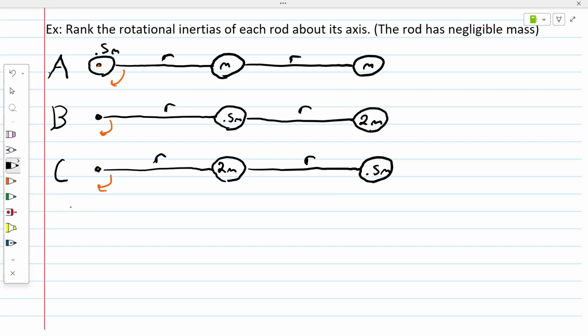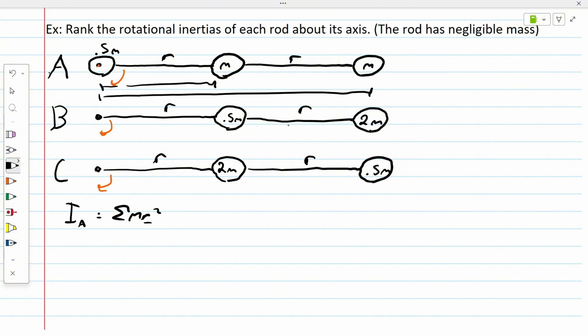Okay, so let's start with the rotational inertia of rod A. We know it's going to be the sum of the mass times the radiuses, and this radius is going to be from the axis. So they're going to have different radiuses for each one of these points. If we try to find these sums, let's look at the first point. We have a ball right here that is 0.5 m. So the first mass is 0.5 m, but the radius of this, since it's right on the axis, is just going to be 0. So the radius here is 0 squared, and this term will go to 0.